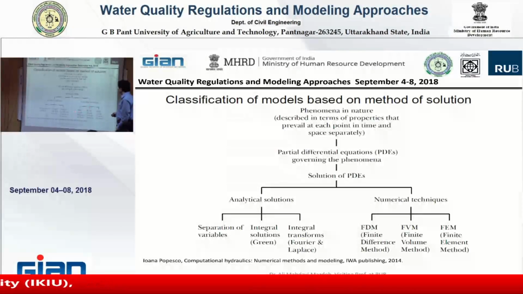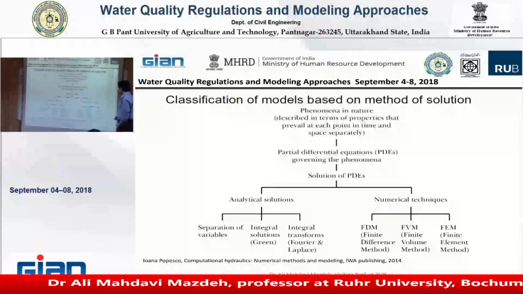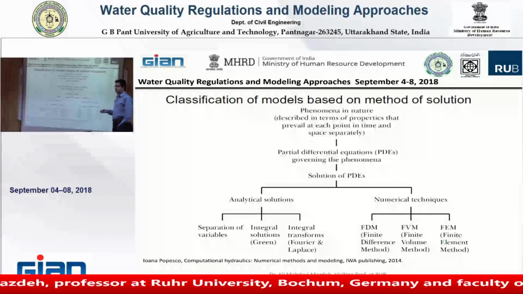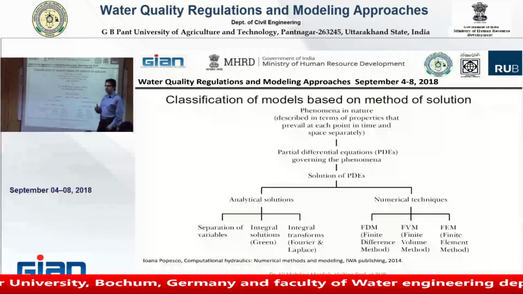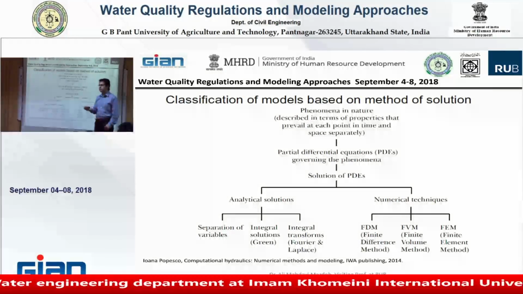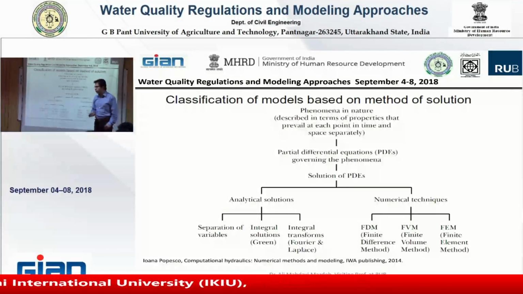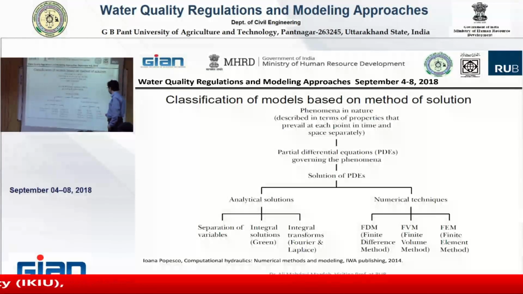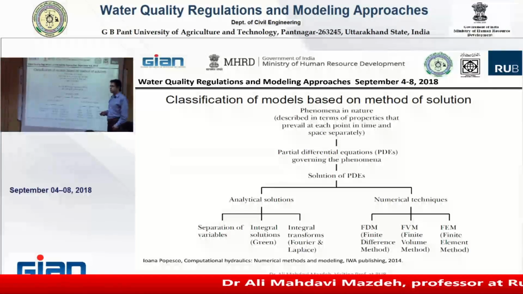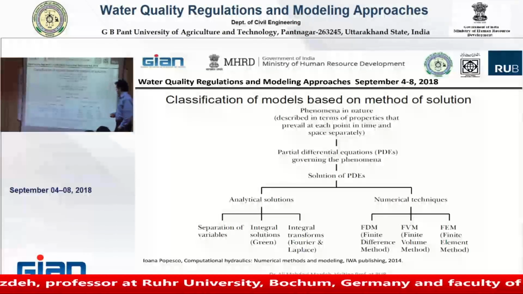For numerical techniques, we have the finite difference method, finite volume method, and finite element method, which again have some advantages and some disadvantages, and some of them are good for some works and some of them are for other works. For example, Fluent uses the finite element method also, and Feflow uses the finite element method also to calculate.